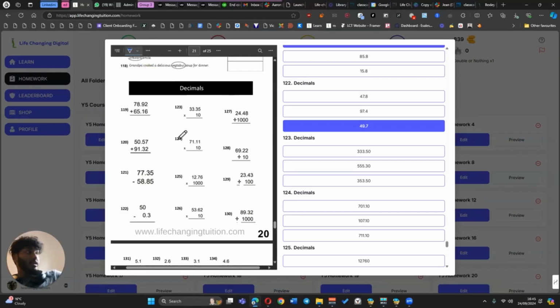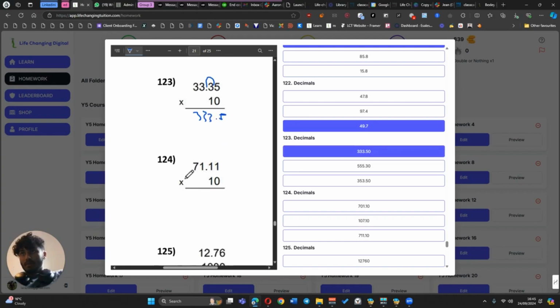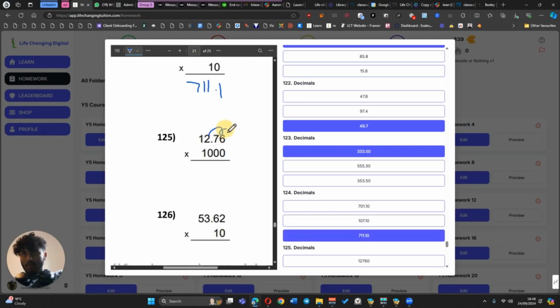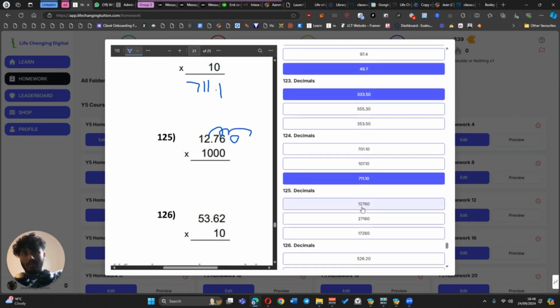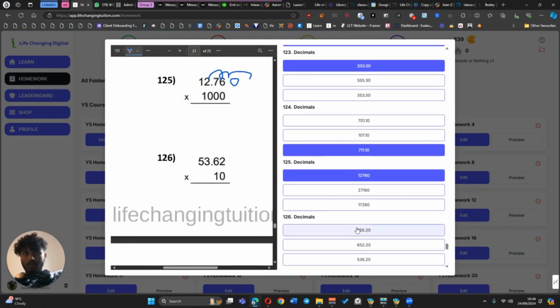Okay, question 123. So again, times 10, you just move 1 to the right. So it should be 3.5. For this one, 1 to the right, so 711.1. This one is 1, 2, 3, there's a 0 here. 12760 is our answer here. And this one is just 536.2 because we move it 1 to the right.